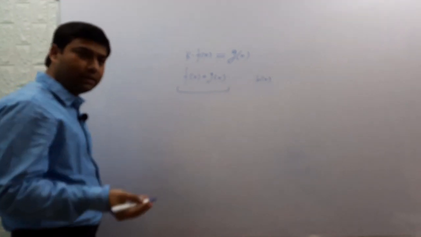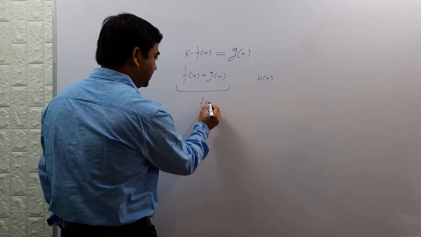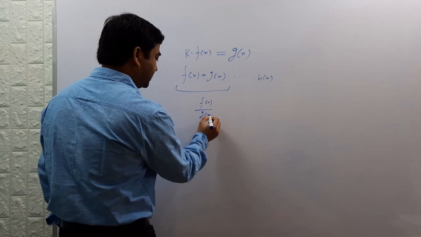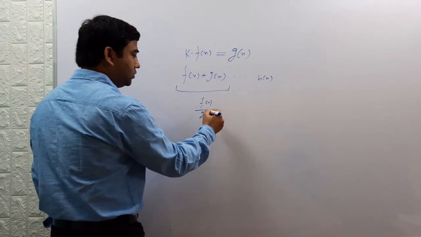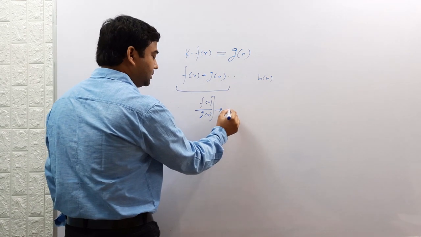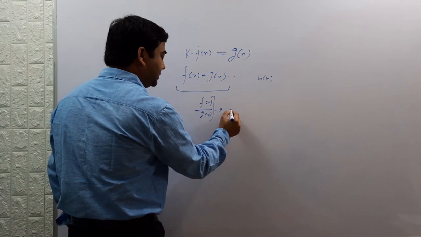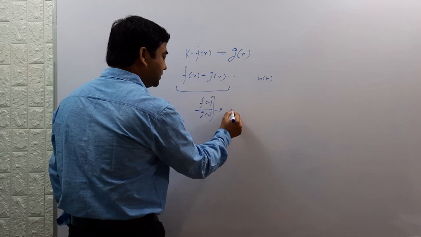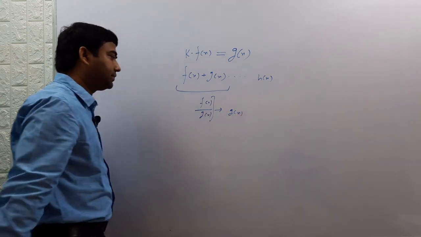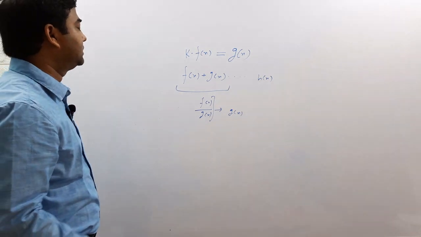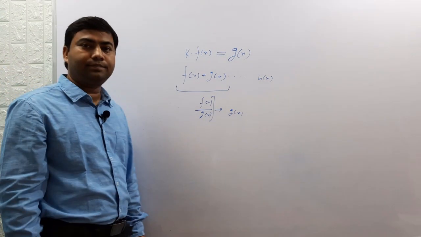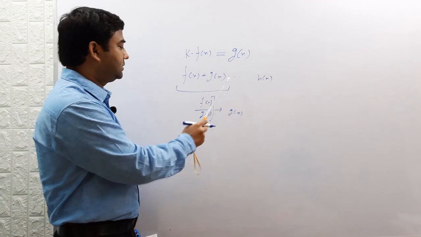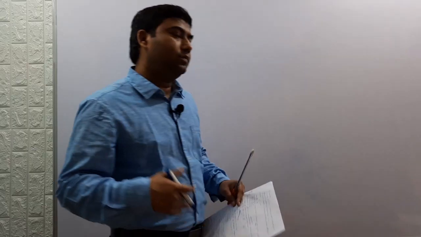Similarly, functions can be divided, f(x) divided by g(x). It will create a whole new function, call it any other function. So these are the rules for functions. A function can be multiplied with a constant, functions can be added, and they can be divided. This was an introduction to functions and their operations, their properties, and their representation in Cartesian coordinates.